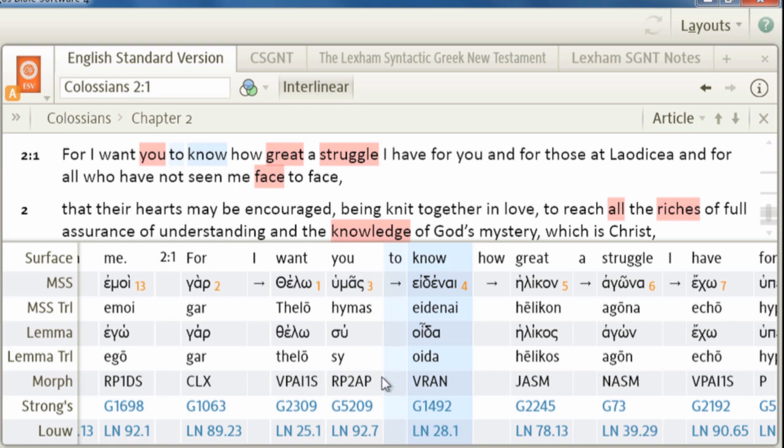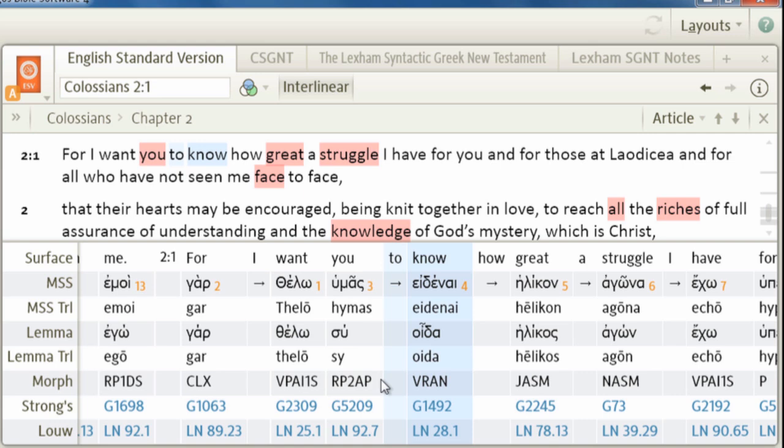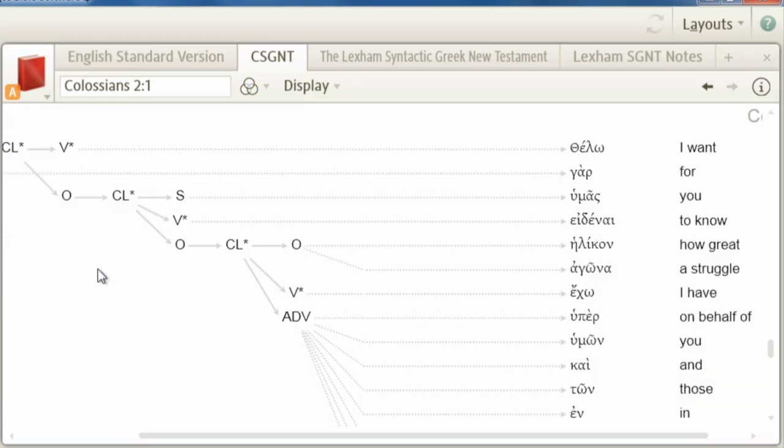Remember that the morphology line here in the reverse interlinear pane is only going to inform us as to the form of the word. If we want to look at the function, we need to look at one of the databases or graphs dealing with syntax. And here's the verse we're looking at. I want you to know. Here we have our two verbs, thelo and eidenai, with humas translated you in the accusative case.